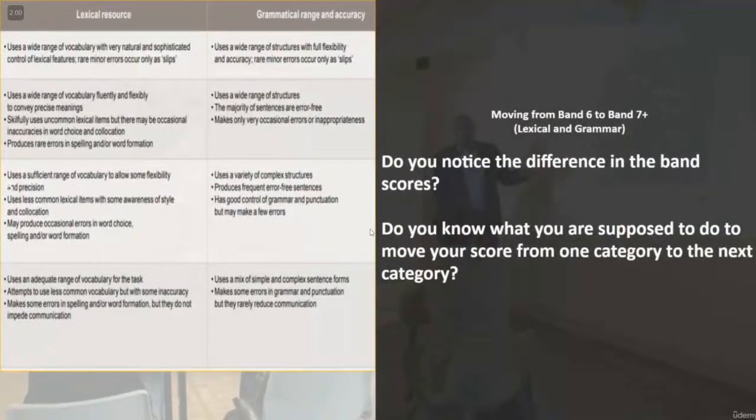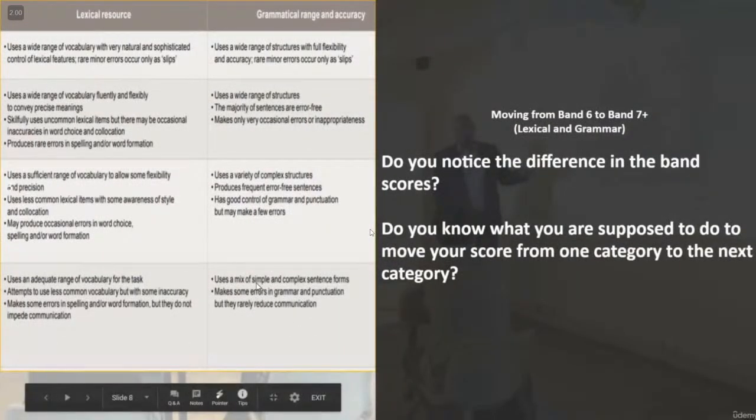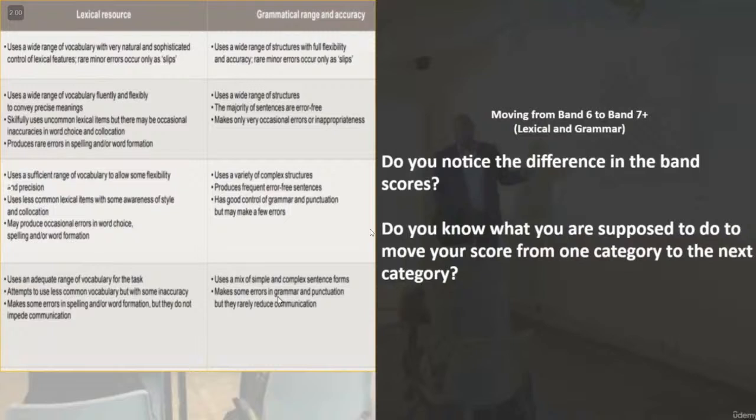We can see the same thing when it comes to lexical resource and grammar. If you are using simple sentences and complex sentences and making some mistakes, that's what gets you down into a 6 for your grammar. If you're using a variety of sentences and frequent error-free sentences, that moves you up to a 7. Now, we're talking about 8. It means the majority of your sentences are error-free. Examiners love error-free sentences. Examiners love seeing a range of vocabulary. So it's important to understand how you move up in the rubric.